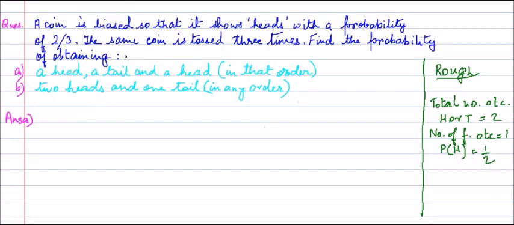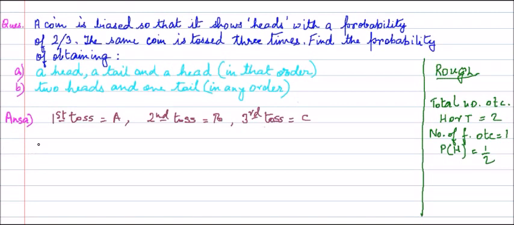Therefore, let the first toss be designated as A, second toss as B, and third toss as C. So these are the 3 independent events.